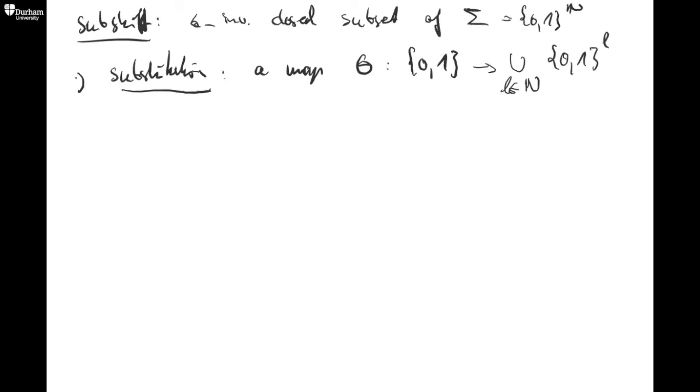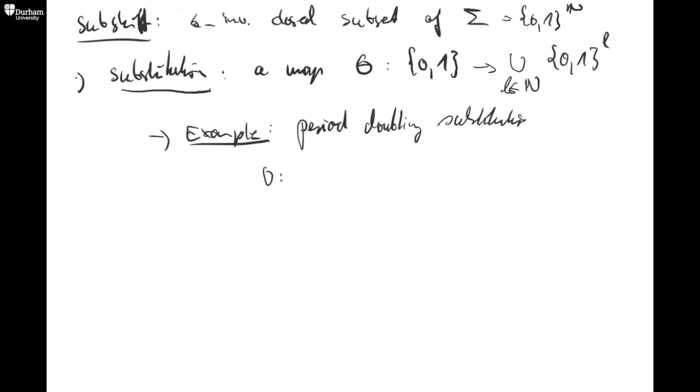Okay. So for example, and this will actually be a very special substitution example, which is like the guiding example in all of what I will say in the following, the period doubling substitution theta, which maps the letter 0 to the word 0, 1, and the letter 1 to the word 0, 0. Okay, this is a substitution.